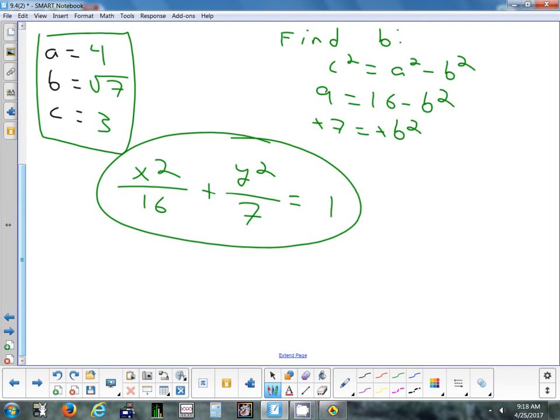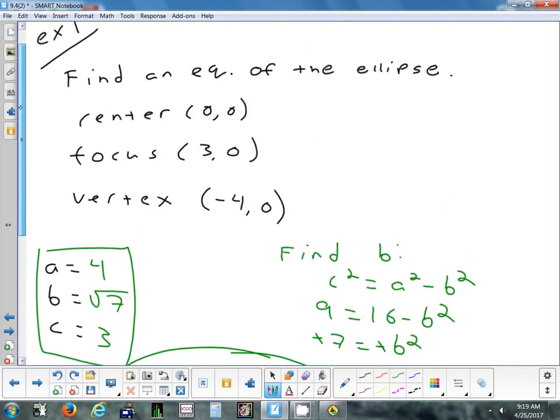And notice here the bigger number is under the X. That means if you were to sketch this, it would go the X direction, the horizontal. If you switch the 16 and the 7, then it would look more like this. The bigger number would be under Y, and the major axis would go in the Y direction. Okay. Any questions on that one?